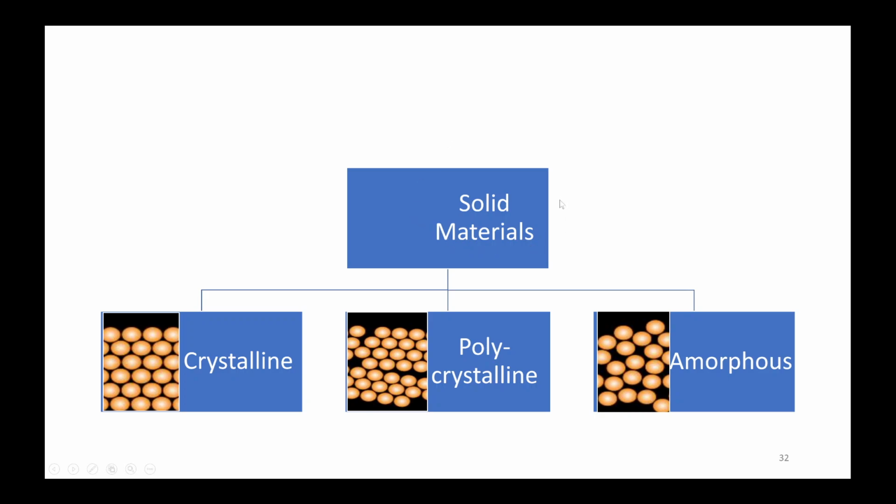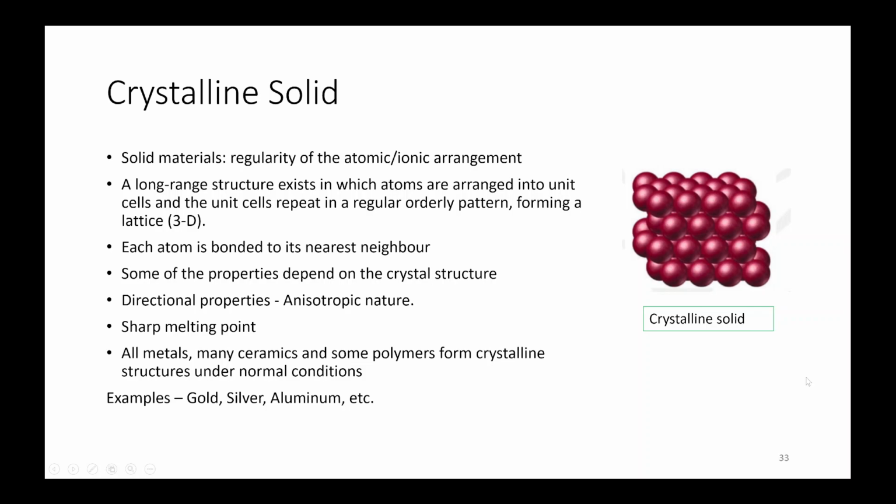Now this is the classification of solid materials. They can be either crystalline, polycrystalline, or amorphous. Now first is crystalline solids. In this case, there will be a regularity of the atomic or ionic arrangement, so they will have long range order.